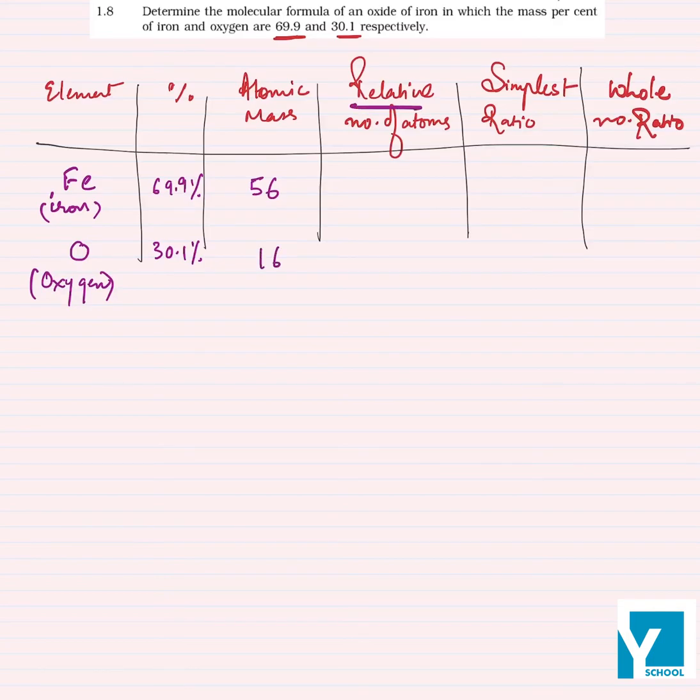So in order to find the relative number of atoms, how will we find it? The percentage divided by the atomic mass. So 69.9 divided by 56 is going to give you 1.248. Then 30.1 divided by 16 is 1.88.